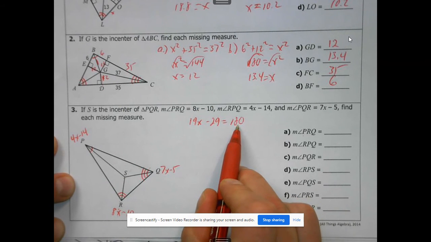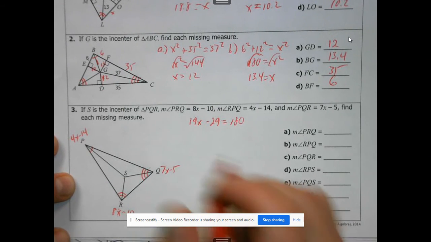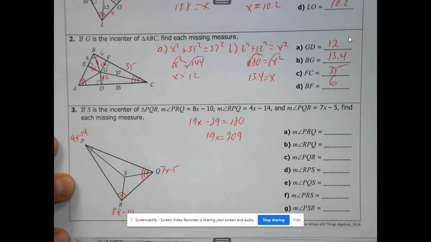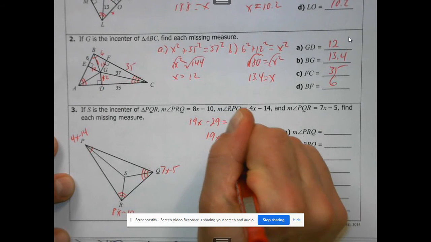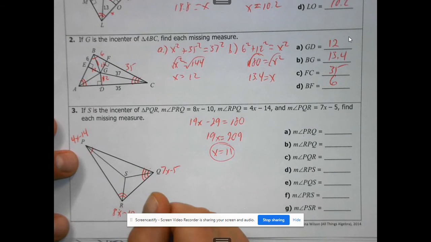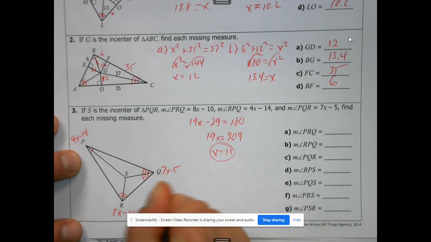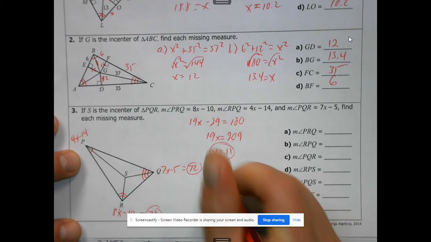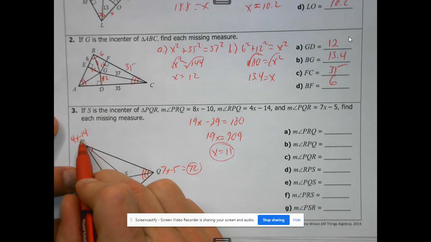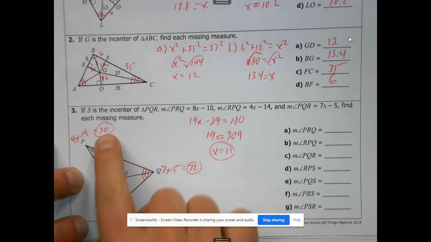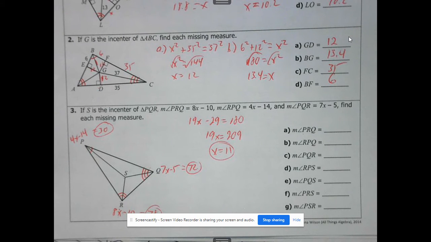All three angles add up to 180. Add 29 over. That gives me 209. Divide by 19. X is 11. So now just plug 11 back into all of these, and then we get our degrees, right? So this guy comes out to be 78. This guy comes out to be 72 when you plug in 11. Plug in 11 over here, that comes out to be 30. If you add up all three angles, it adds up to 180 degrees.